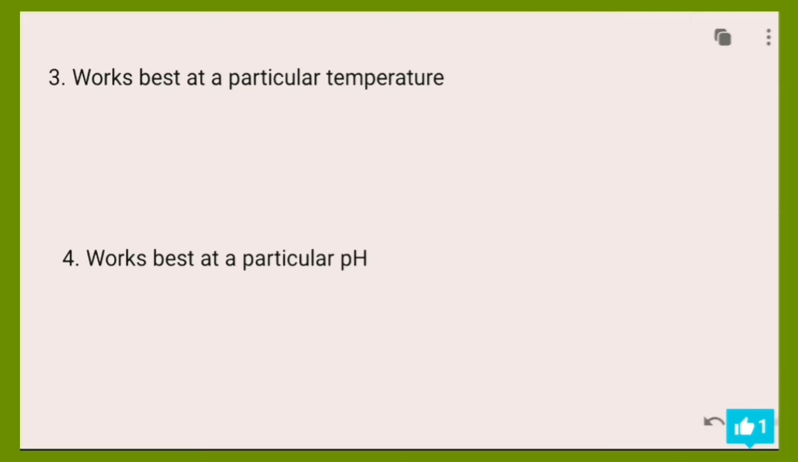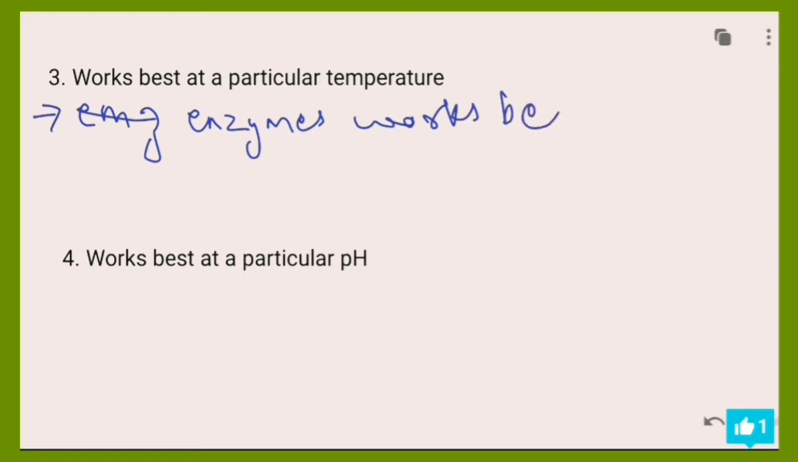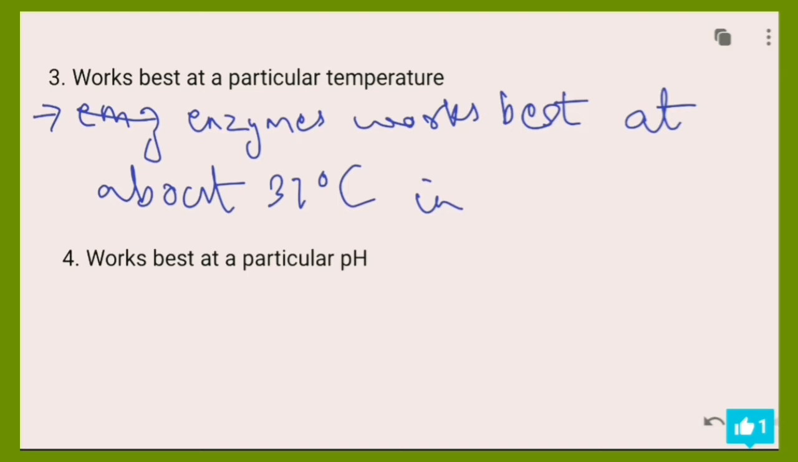Next, number 3, they work best at a particular temperature. For example, in a human body, most enzymes, they work best at about 37 degrees Celsius. I mean, all enzymes, I would say. Enzymes work best at about 37 degrees Celsius in human body. Please excuse my handwriting.